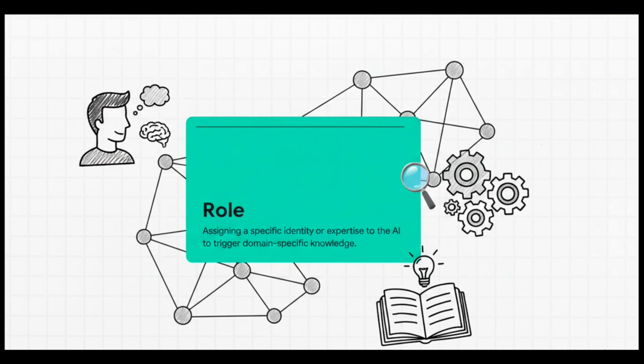Next, we've got R for role. Here, you're basically assigning the AI a specific identity to play. Think of it like casting an actor. Tell it to be a finance coach or a senior IT architect. This one tiny tweak instantly upgrades the AI's tone, its vocabulary, and its depth of knowledge. It suddenly stops sounding like a robot and actually starts sounding like a seasoned expert.